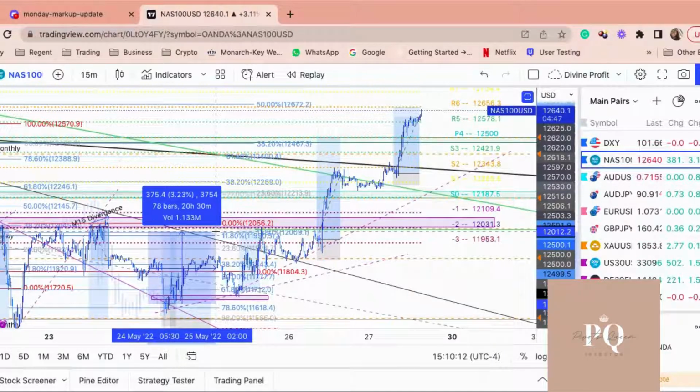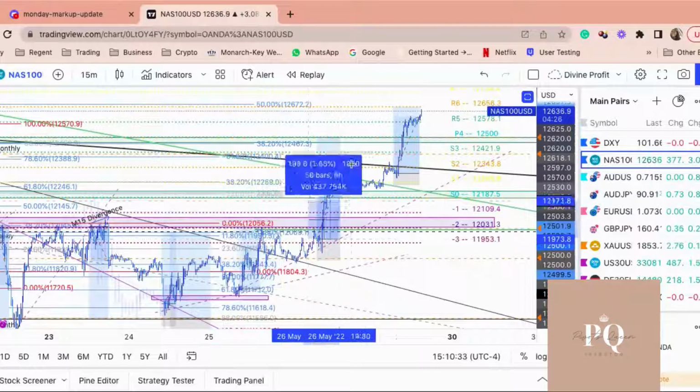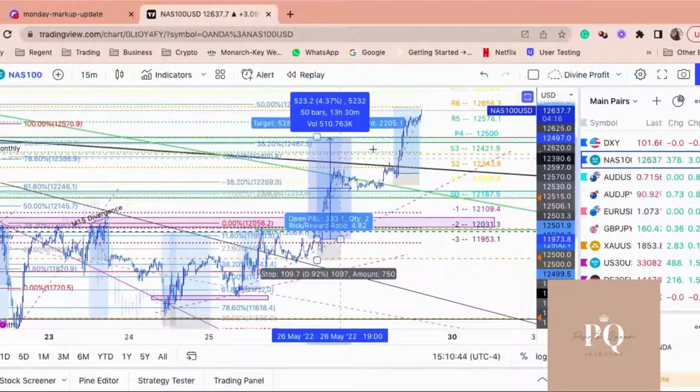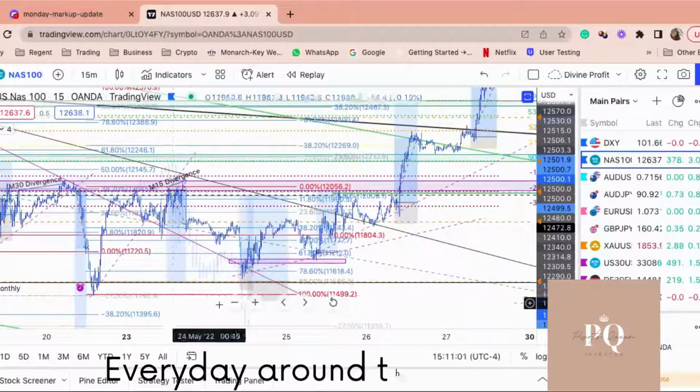So that's crazy. Dang. 3,754 plus from this entry from the next day, 3,133 plus 5,232 plus, we trade Friday too, this is 3,281.